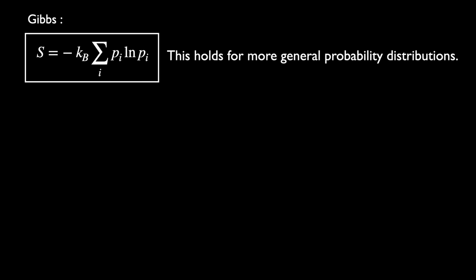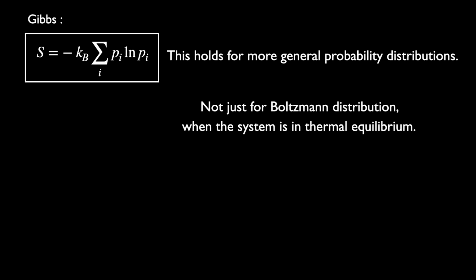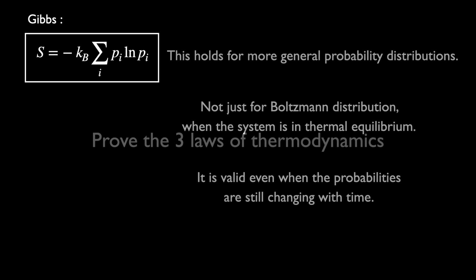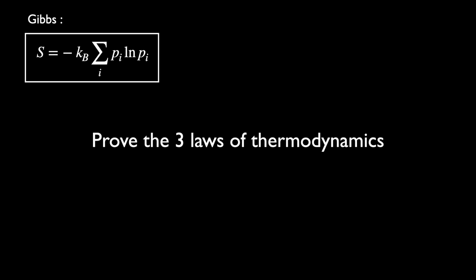As mentioned before, the Gibbs entropy holds for more general probability distributions, not just for the Boltzmann distribution, which only applies to systems under thermal equilibrium. It is valid even when the probabilities are still changing with time and far from equilibrium. In such a situation, we cannot simply assume that the microstates with the same energy occur with the same probability, and so use their number omega as a measure of the probability of a macrostate. Using the Gibbs entropy, we now prove the three laws of thermodynamics.